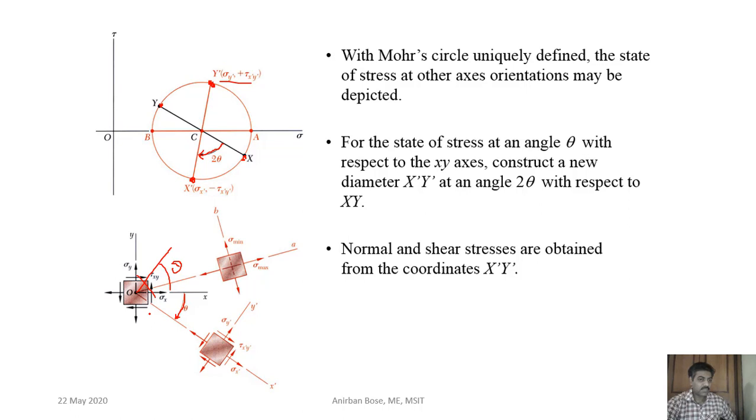From the abscissa and the ordinate of this point, you will get the normal and shear component of these 2 perpendicular planes. Okay, so in this way it is possible to find out any stress transformation without using stress transformation equations. Graphically it is possible to find out the normal and shear component at different orientations.